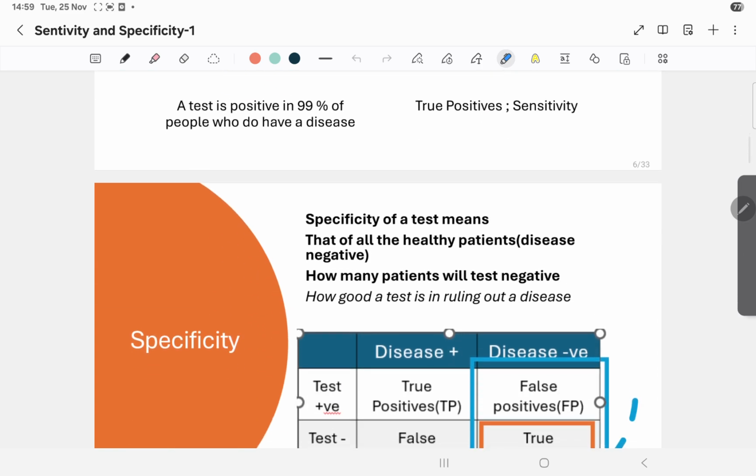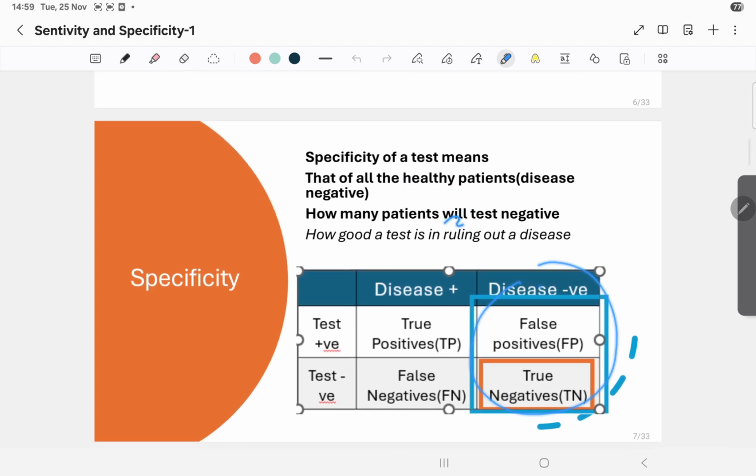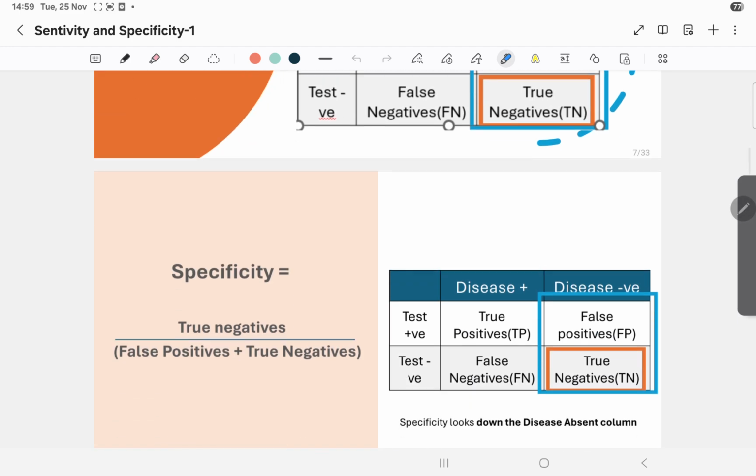Coming to specificity, specificity of the test means that of all the healthy patients, this group, how many patients will test negative? So in other words, how good a test is in ruling out a disease. So we do a screening test and we will have a lot of patients. Some actually have a disease and some of them don't have a disease. So how do we know that some people who actually don't have a disease and they are falsely positive, how do we rule them out? We rule them out using the specific test. We will discuss that later.